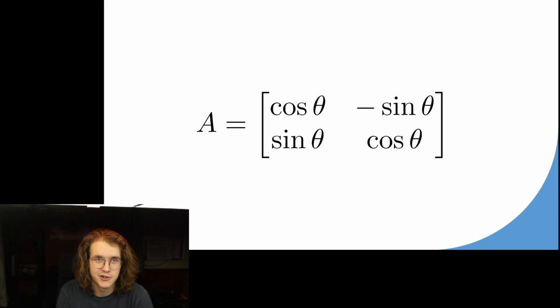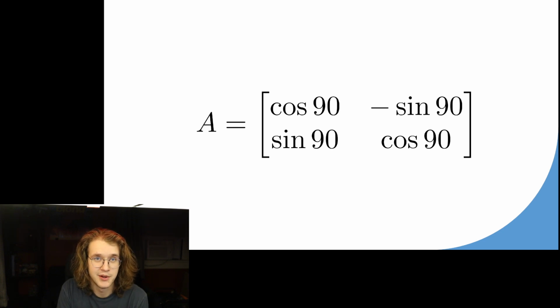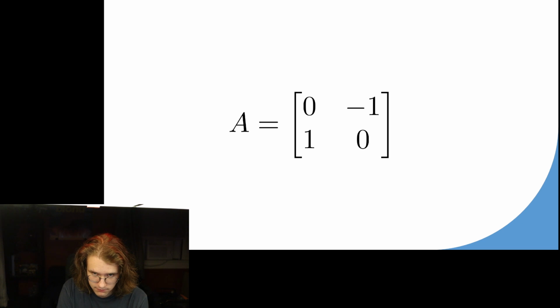And I also remember that there is a rotation matrix given by this, where you have cosine and sine, and theta is our angle that we want to rotate by. So I just input the angle that I wanted to rotate by. It was 90 degrees. And that gives us this as our final matrix.